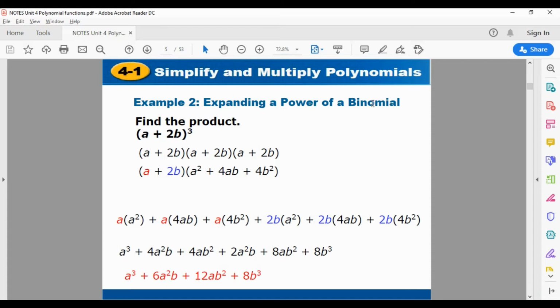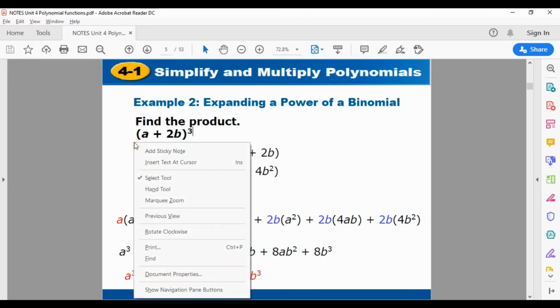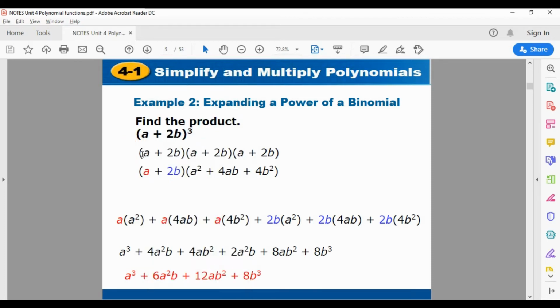What if we're expanding the power of a binomial? Whenever you are multiplying something and you have a power involved, my advice to you is to write it out as is. (a + 2b) cubed is just (a + 2b) times (a + 2b) times (a + 2b). Go ahead and write them out, and then you can pick how you're going to multiply, how you're going to distribute.